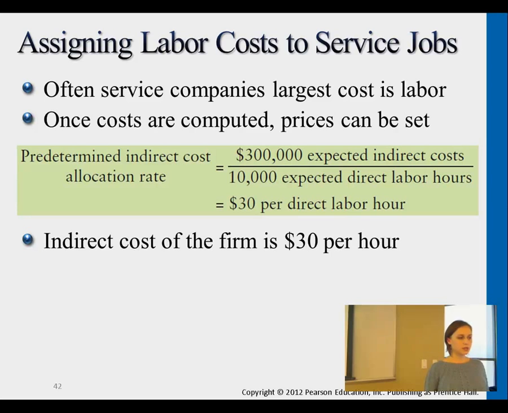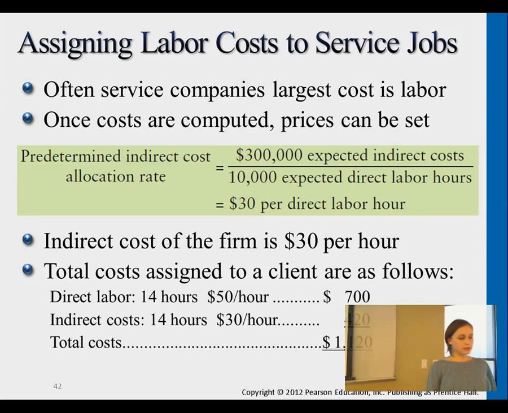Once the costs are computed, we can set our price. We just dealt with predetermined costs, so this is very similar. Our predetermined indirect cost allocation rate is expected indirect costs, in our case 300,000, divided by expected direct labor hours, 10,000. So we expect to spend 10,000 hours, and that's how we find that $30 is what we're going to spend per direct labor hour.